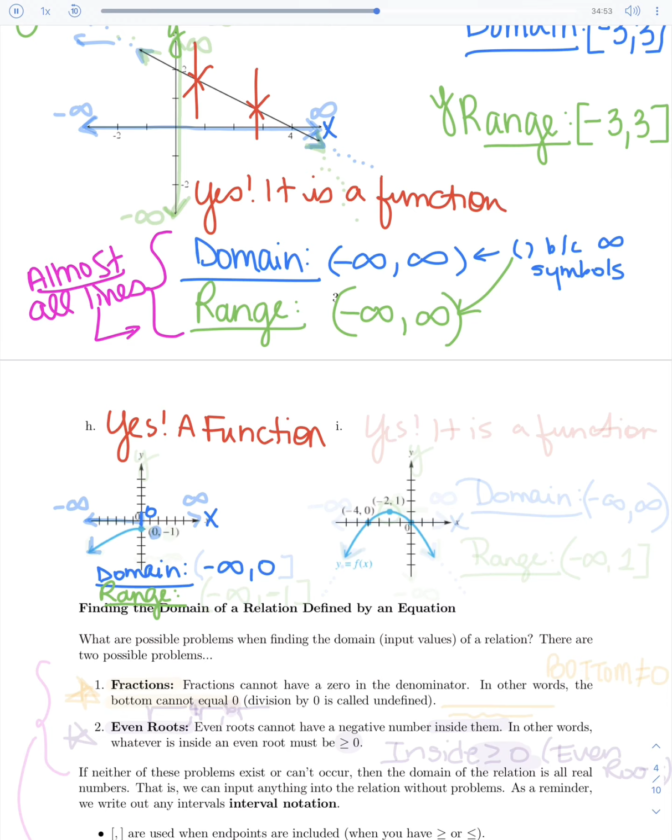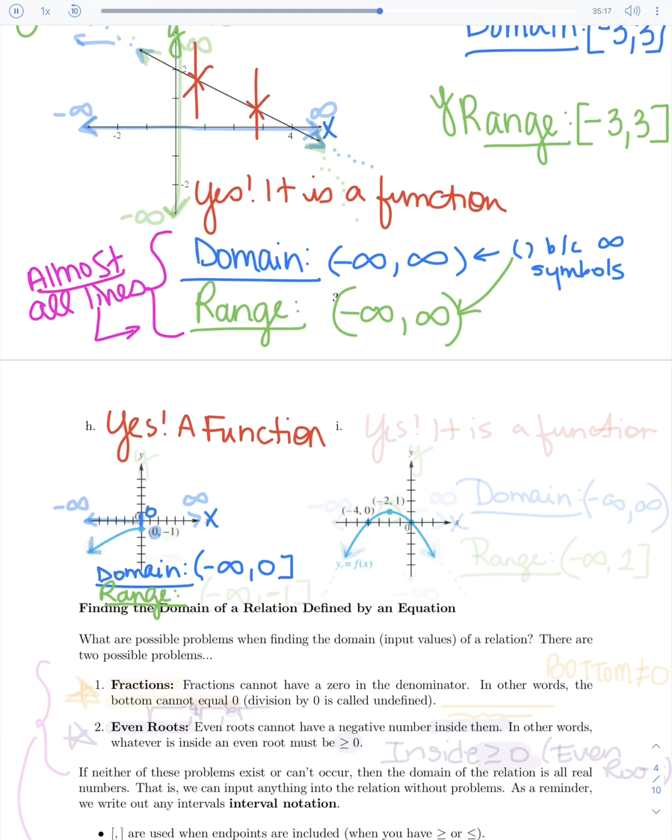Well, just like in all of our other problems, infinities always have parentheses. However, that 0 has a closed point there. So even if we weren't sure, because of that closed point, we would definitely want to use a bracket to include the 0, because there's definitely a graph there.